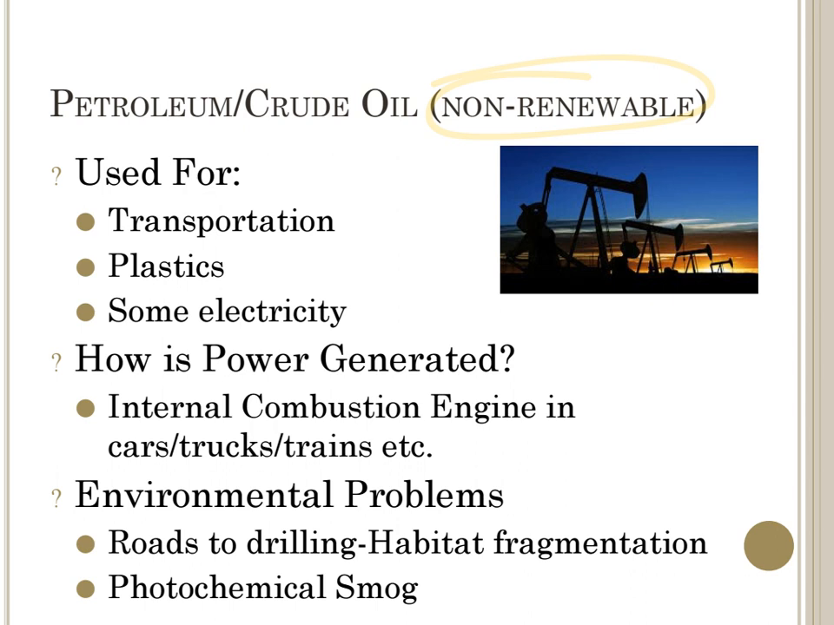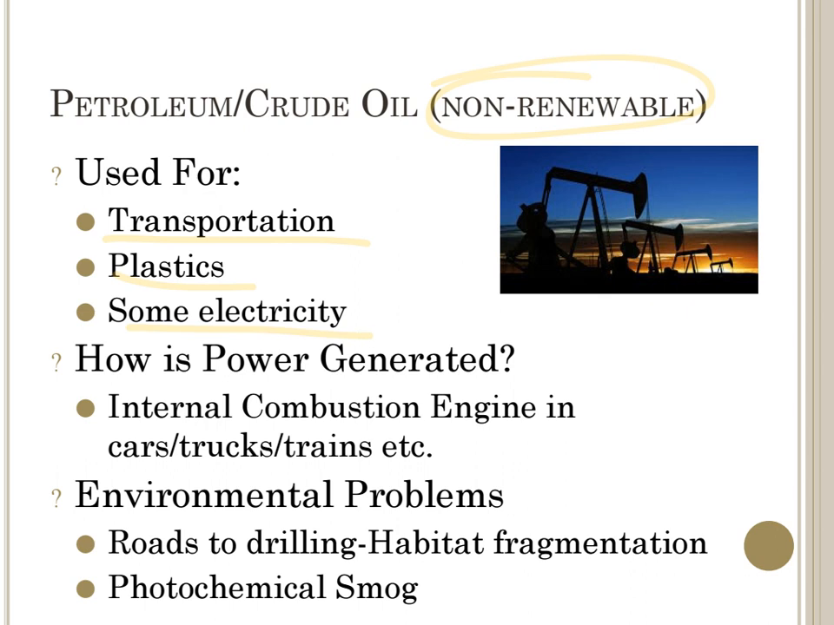The main thing that we use petroleum for in the world is transportation. So transportation uses the highest percentage of the oil. We make plastics, which I believe is about 10% of our oil being turned into plastic. And then some electricity, not much.